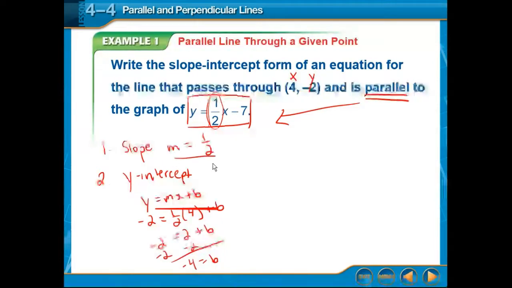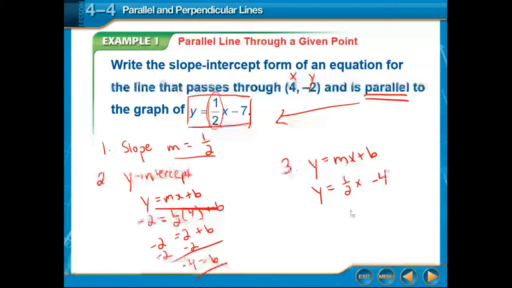So once I have my slope and my intercept, my third step is to write my equation in y equals mx plus b form, and I put in my m and my b. So y equals 1/2 x minus 4. And then that is the line.